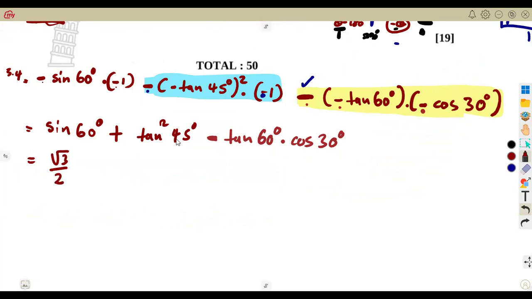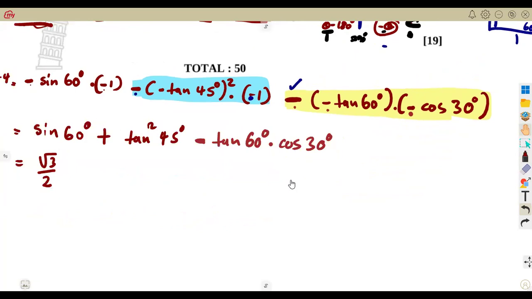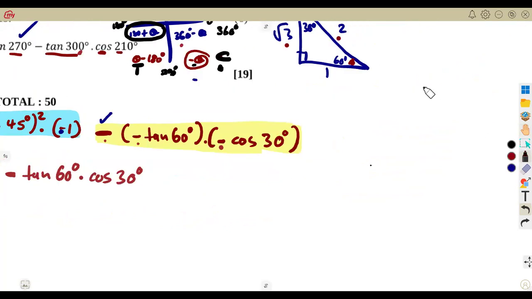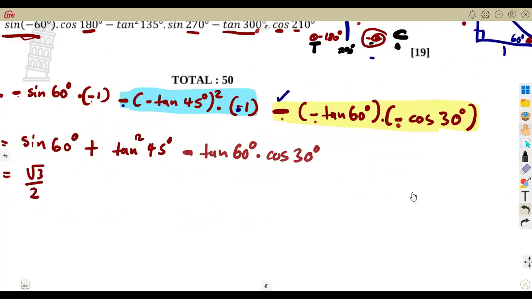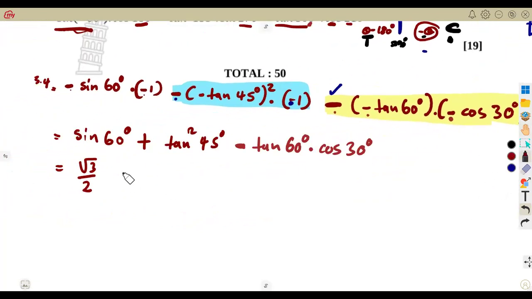Then tan 45 is going to be taken from this triangle. We've got 45, which is your special angles, guys. Go through your special angles. Remember, it's 45, 45, 1, 1, square root of 2. So tan 45 is opposite over adjacent, that's 1 over 1. So that is 1. So this one was going to be plus 1 squared minus the tan of 60.